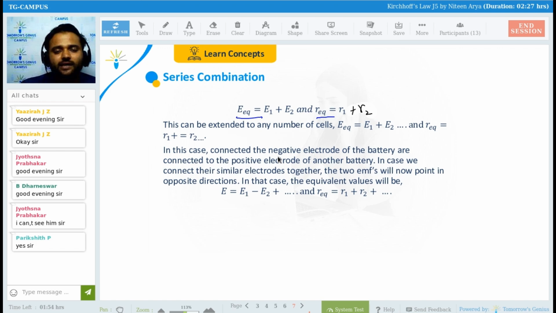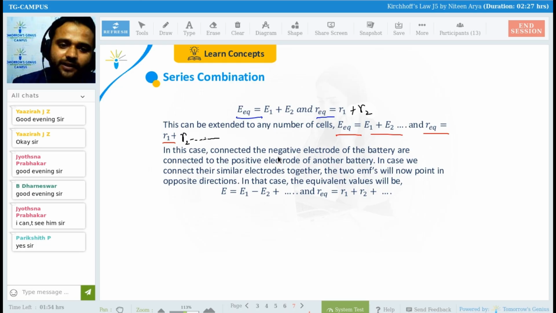What is the meaning of any number of cells? Instead of 2 only, you can connect or add 3, 4, 5, 6 or n number. So this E equivalent is E1 plus E2 plus dot dot dot, n number. In the same way, R equivalent is R1 plus R2 plus dot dot dot, till n number.